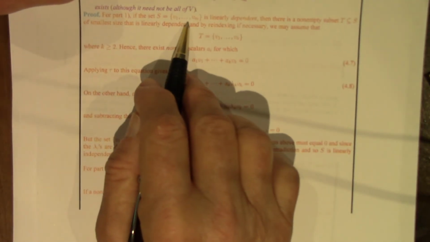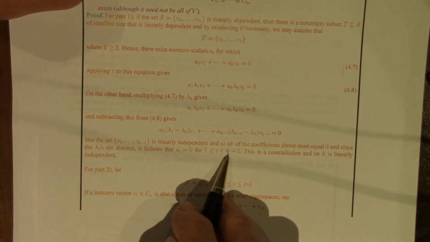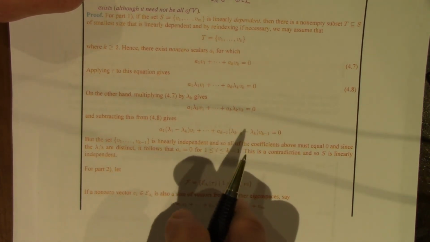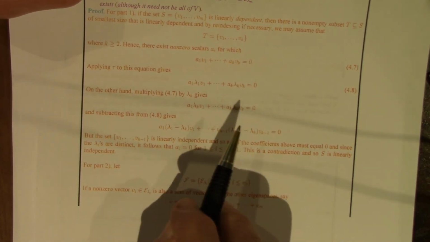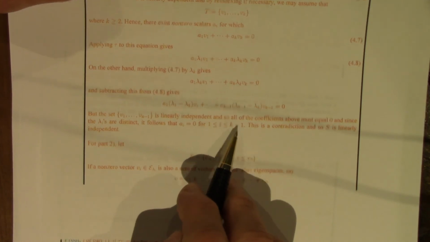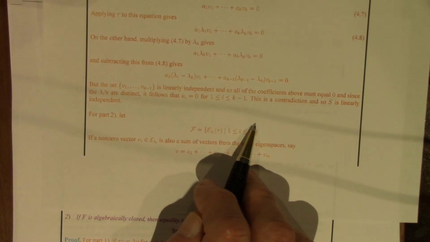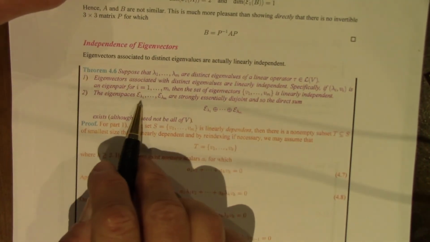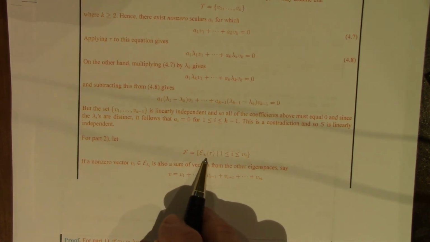So this set, in fact, must be linearly independent. This may take a rereading a few times. It's a traditional proof, very common proof by contradiction, well worth absorbing completely. Part 2 of this theorem says that these eigenspaces are strongly essentially disjoint. So here is the family of eigenspaces.